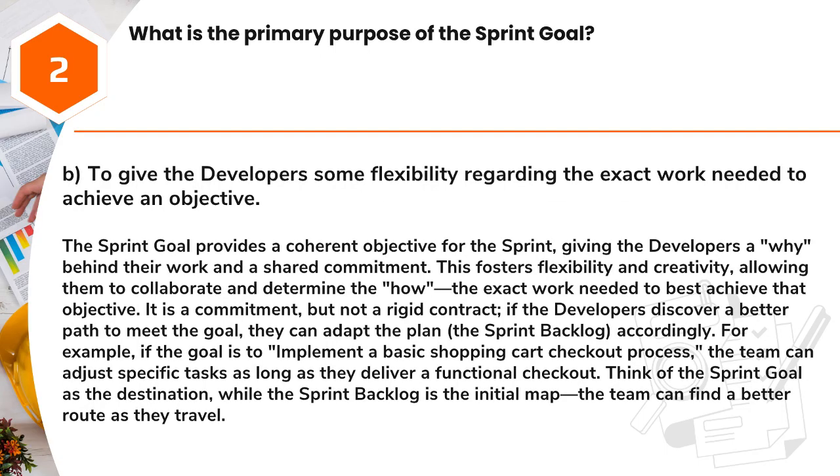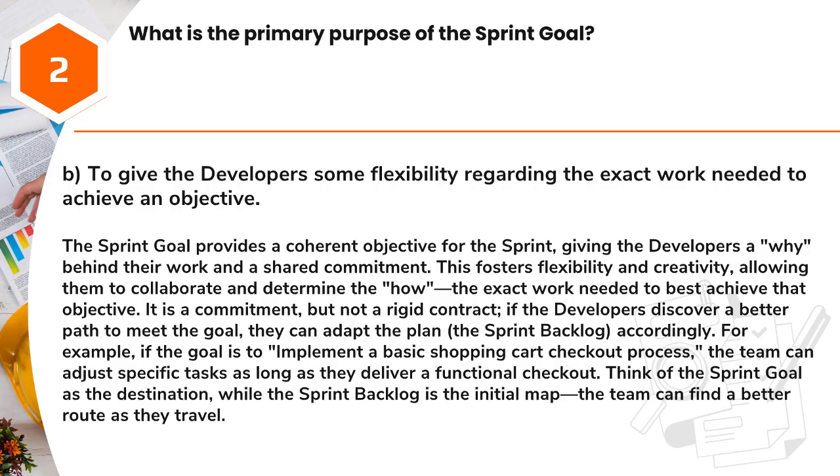Answer. B. To give the developer some flexibility regarding the exact work needed to achieve an objective. The sprint goal provides a coherent objective for the sprint, giving the developers a why behind their work and a shared commitment. This fosters flexibility and creativity, allowing them to collaborate and determine the how, the exact work needed to best achieve that objective. It is a commitment but not a rigid contract. If the developers discover a better path to meet the goal, they can adapt the plan, the sprint backlog, accordingly.